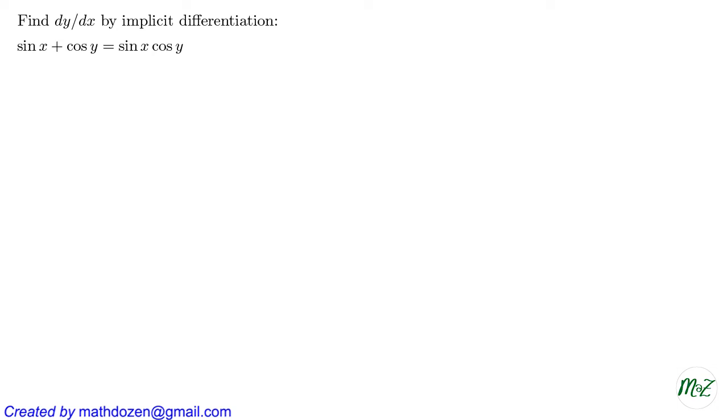We're going to find dy over dx in the case of implicit function y defined by equation sin x plus cosine y equals sin x times cosine y. So as usual, we're going to apply derivative to both sides. So doing derivative of sin x plus cosine y, it should be equal to derivative of sin x times cosine y. On the left-hand side, we have sum of two terms, so we have derivative of sin x plus derivative of cosine y equals derivative of sin x times cosine y.